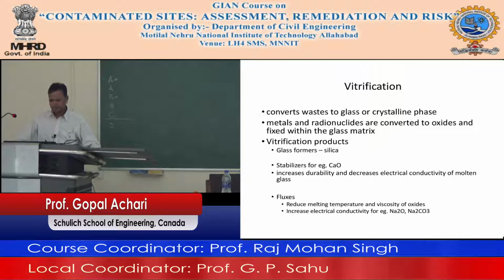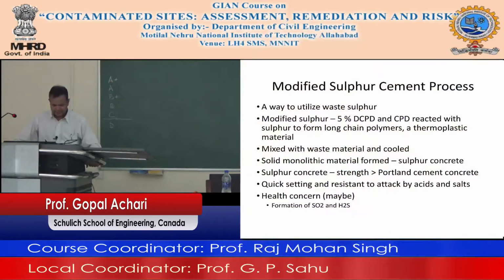Modified sulfur cement process, the way to utilize waste sulfur. How do you utilize waste sulfur? Well, you add dicyclopentadiene, DCPD, or cyclopentadiene, 5% of it, to react with sulfur to form long chain polymers, which is a thermoplastic material, mix with waste material and cool it. So if you have waste sulfur somewhere nearby, then you can use this one.